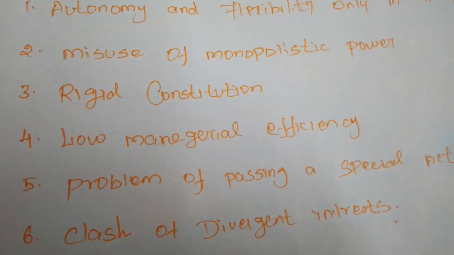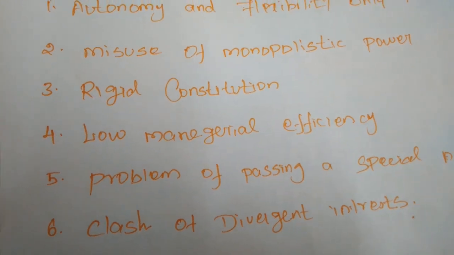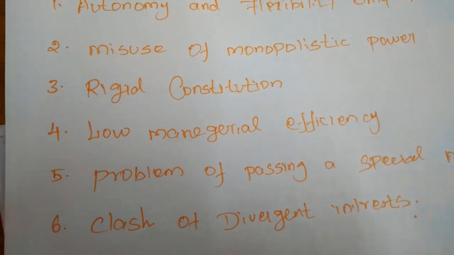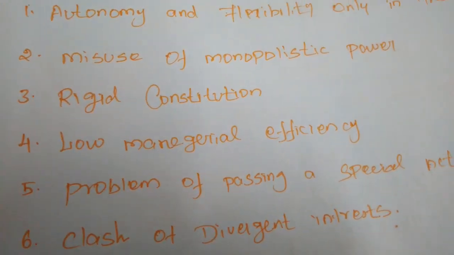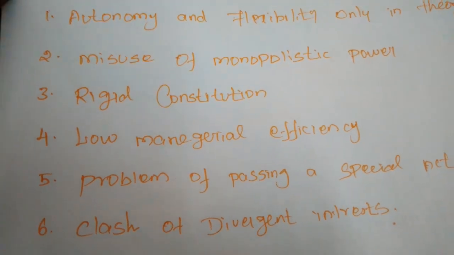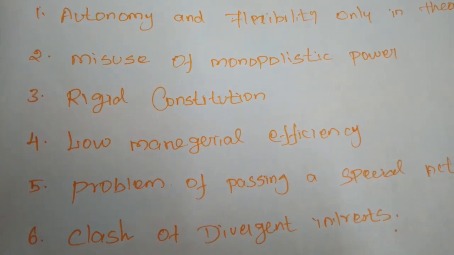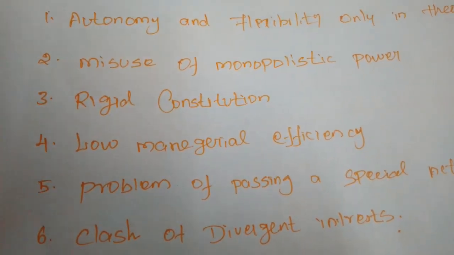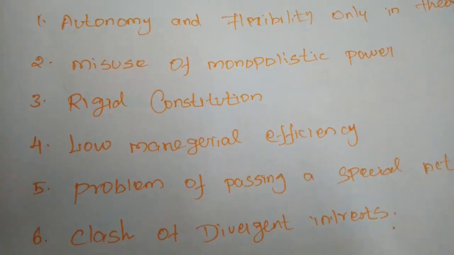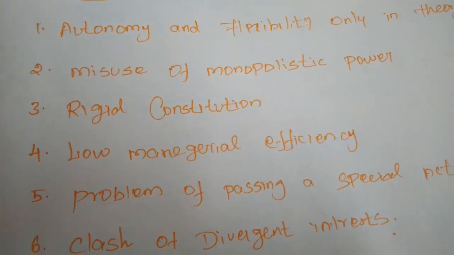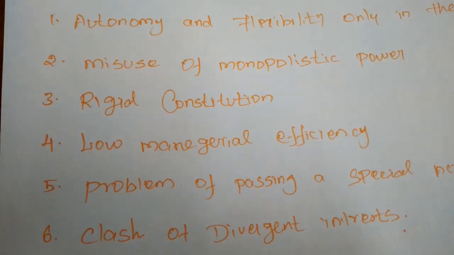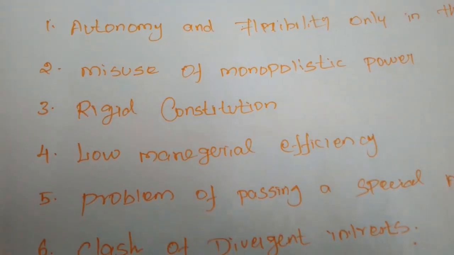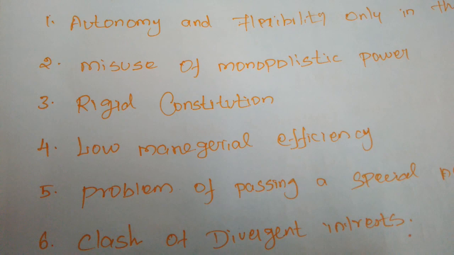Next, rigid constitution. The constitution of a public corporation is very rigid. It cannot be changed without amending the statute of the formation. How the constitution was drawn by the government, it will never be flexible to changing times and the requirements and needs of the consumers. Even if the people want more commodities and services, on the basis of the drawn constitution, they will never get them.